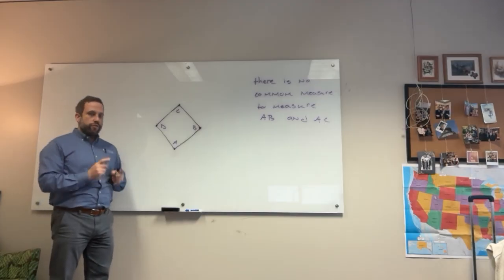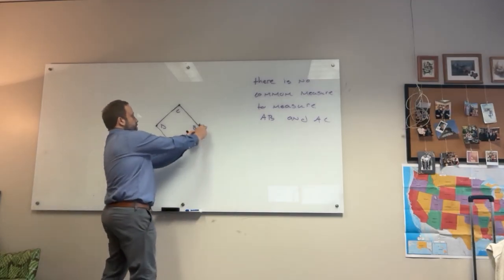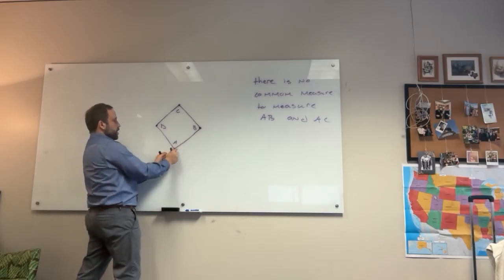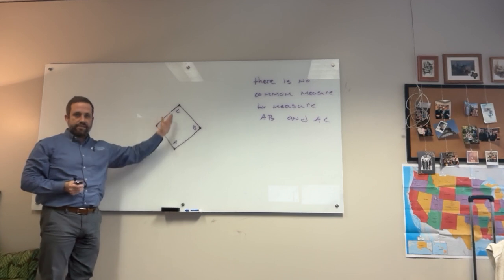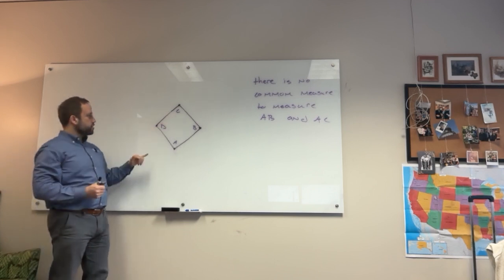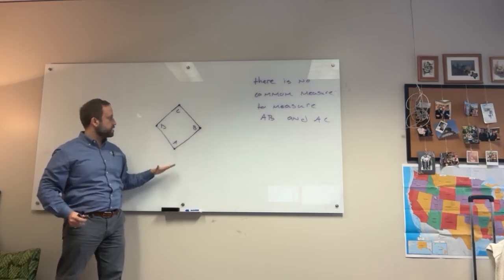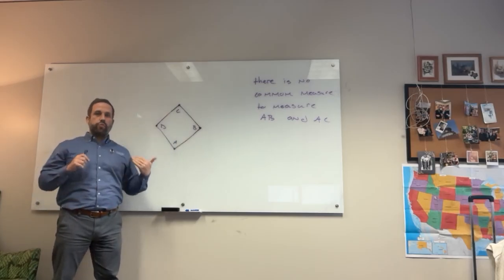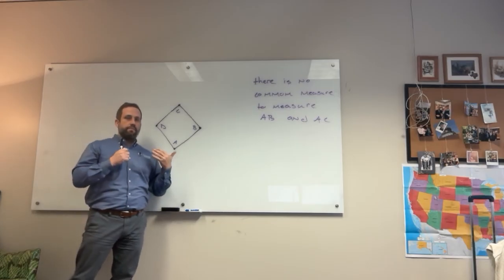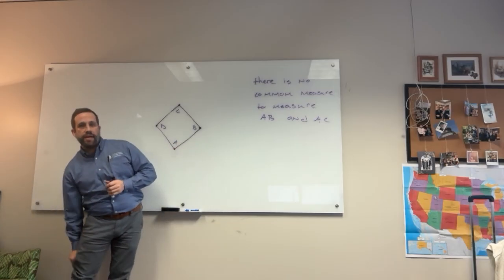In other words, there's no piece of string that I can cut such that there is an integer number of those pieces of string going from A to B, and an integer number of those pieces of string going from A to C. So in other words, these are not co-measurable. They are not commensurate, this side length here and this diagonal here. Okay, this is what it means. This is one of the ways to say that the square root of 2 is irrational.